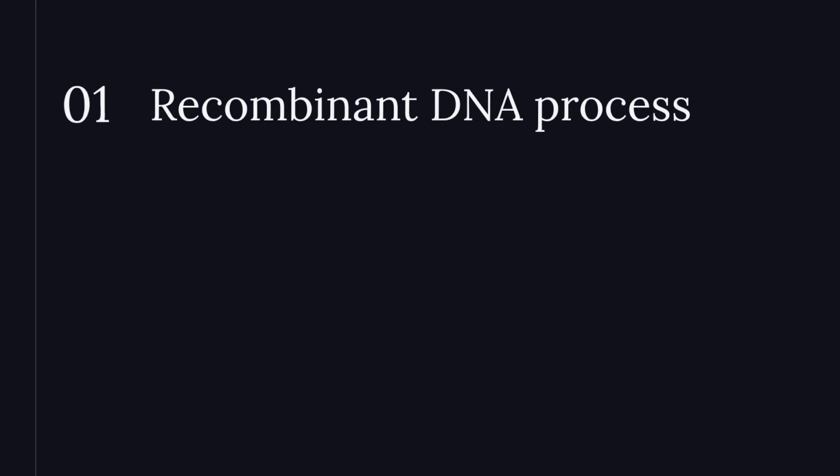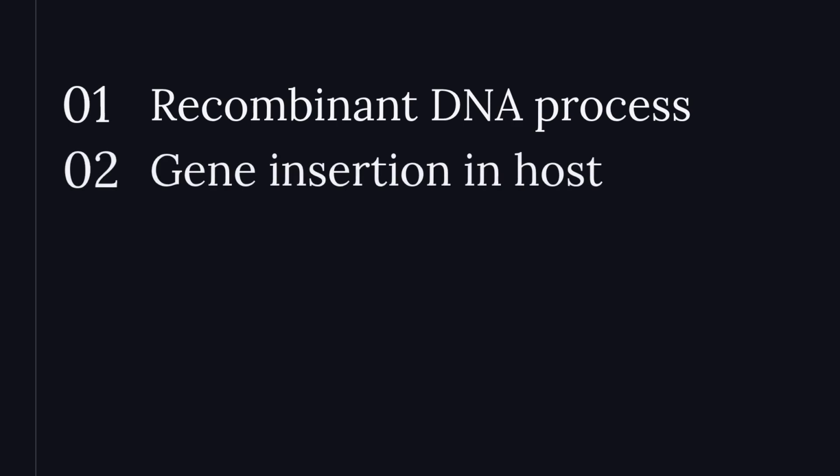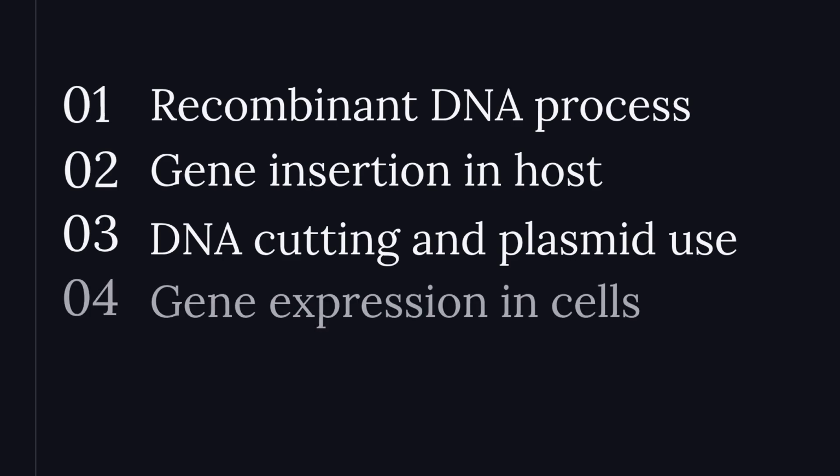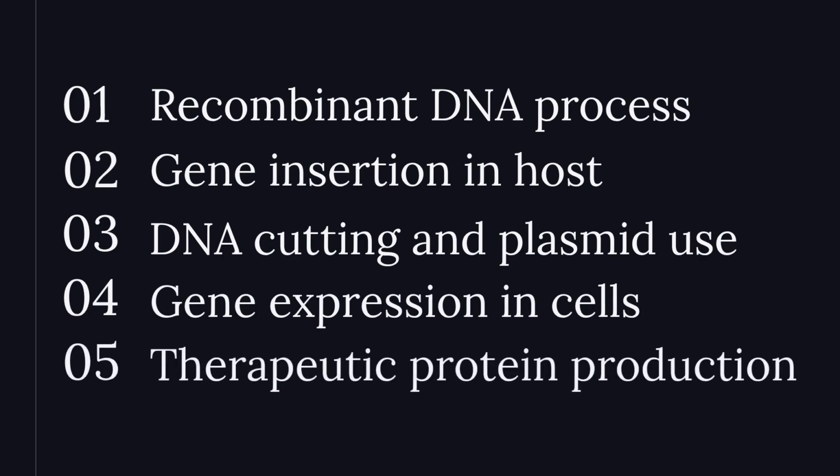Recombinant DNA technology involves inserting a gene into a host organism to produce a protein. The process includes identifying and isolating the gene, cutting DNA, and inserting it into a plasmid vector. The plasmid is transferred into a host cell, like bacteria. The host cells express the gene to produce the protein. This technology is crucial for producing therapeutic proteins.